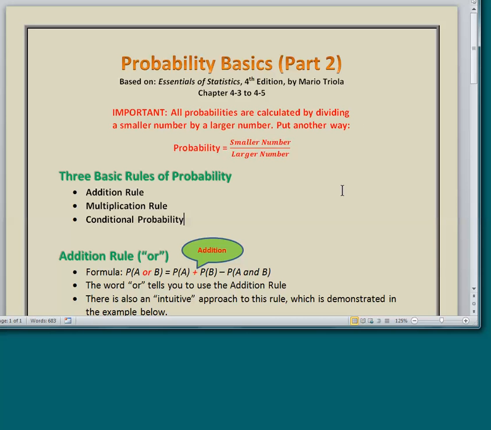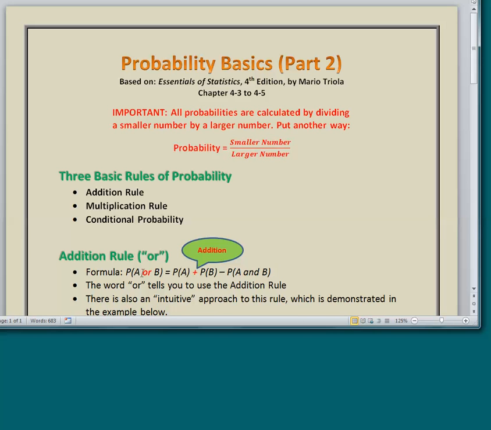The first rule we're going to talk about is the addition rule. You see there it says addition rule, and notice right after it says "or." Or is the key word in a problem that tells you that the addition rule applies. So if you see a probability question and it's got the word or in it, you're probably going to be using the addition rule. Here is the formula for the addition rule.